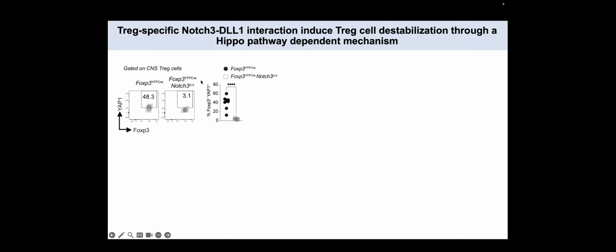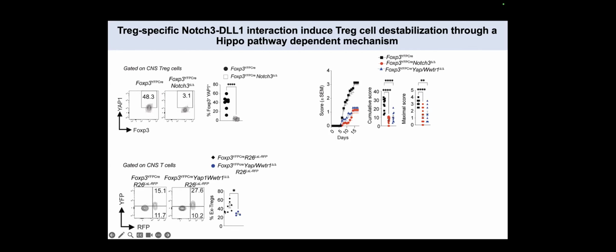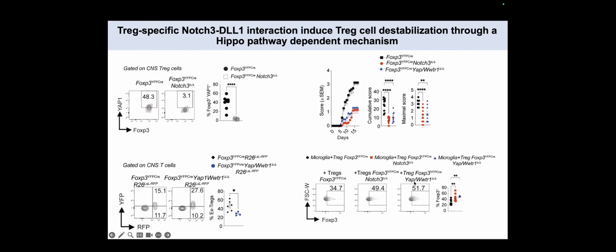What we find is that deleting Notch3 in Treg prevents the upregulation of YAP1. To go further, we decided to delete the Hippo pathway completely in Treg by deleting YAP and TAZ in Treg. And as you can see here in this analysis, this induces the same protection as the Notch3 deficiency in Treg, and this also prevents the generation of exTregs. To really confirm that, we also use the same in vitro approach that we showed before, and we show that deleting Notch3 or YAP-TAZ in Treg prevents the destabilization in vitro after a co-culture with wild-type microglia pulsed with mock peptide.